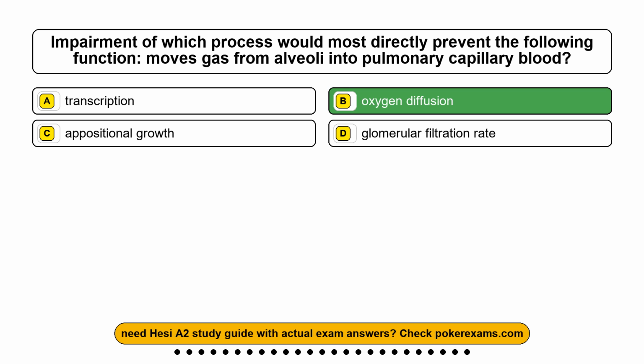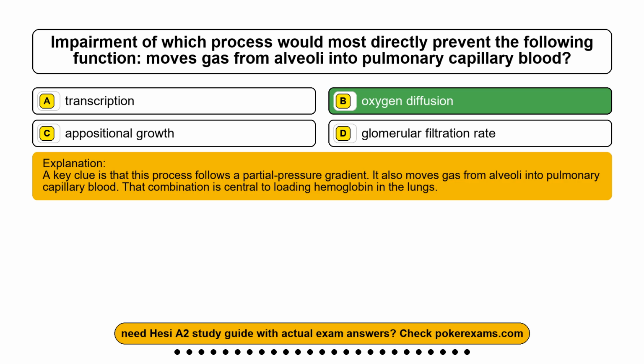Oxygen diffusion. A key clue is that this process follows a partial pressure gradient. It also moves gas from alveoli into pulmonary capillary blood. That combination is central to loading hemoglobin in the lungs.